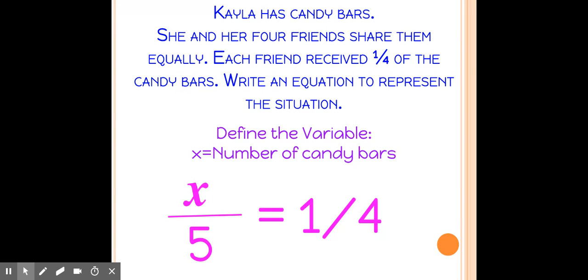Kayla shared the candy bars with her and her 4 friends, which makes 5 people, and each of them got a fourth.